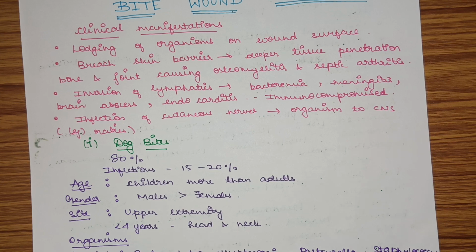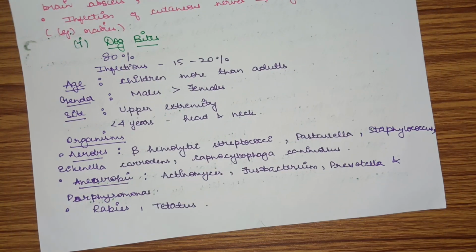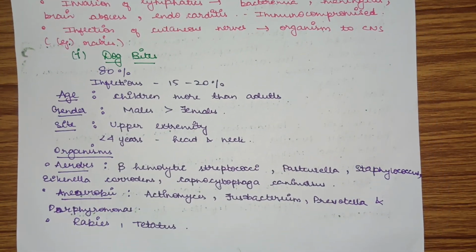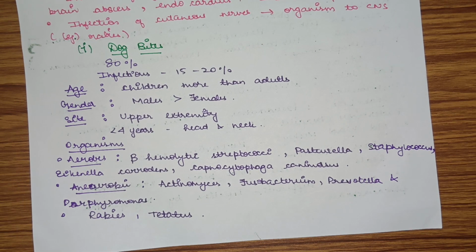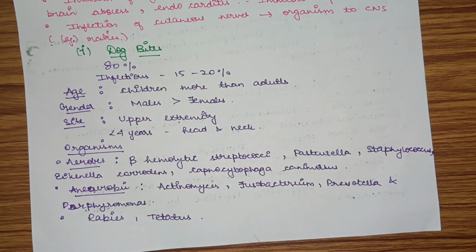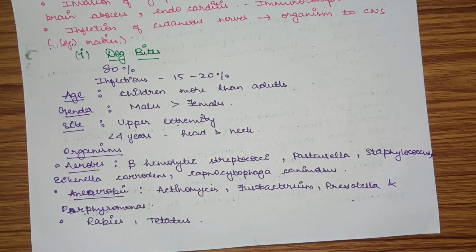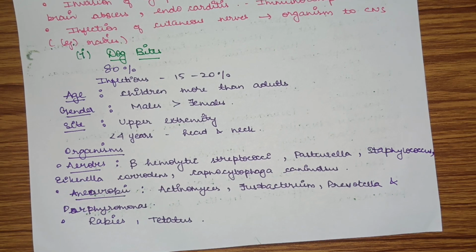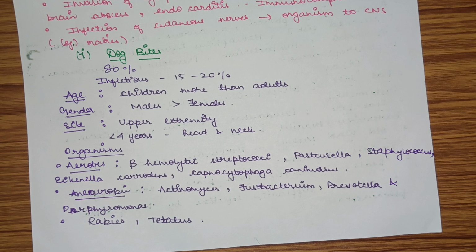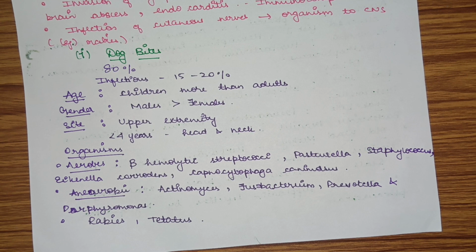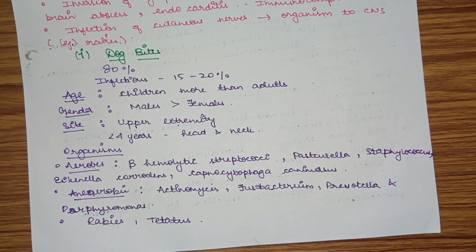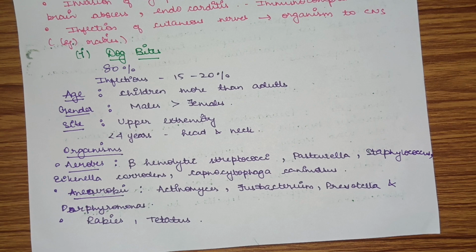The organisms involved in bite wound infections include aerobic organisms like beta hemolytic streptococci, Pasteurella, Staphylococcus, Eikenella corrodens, and Capnocytophaga canimorsus; and anaerobic organisms such as Actinomyces, Fusobacterium, Prevotella, and Porphyromonas. Examples of dog bite infections include rabies and tetanus.